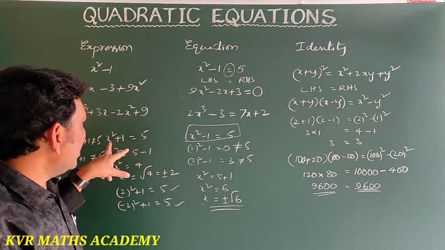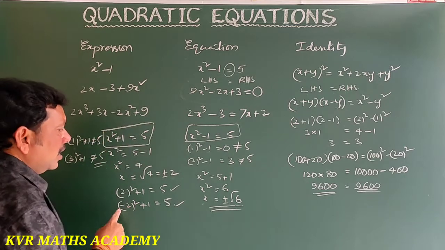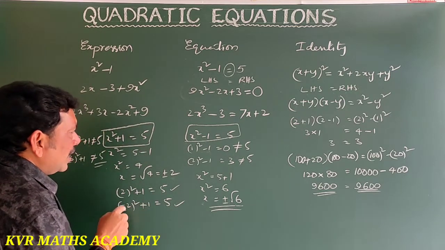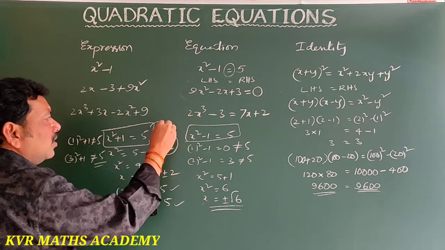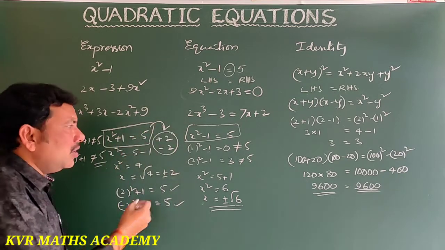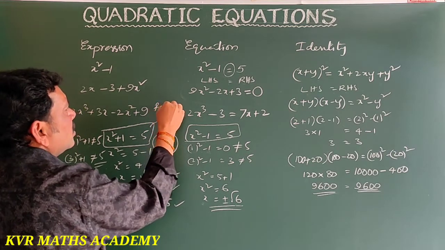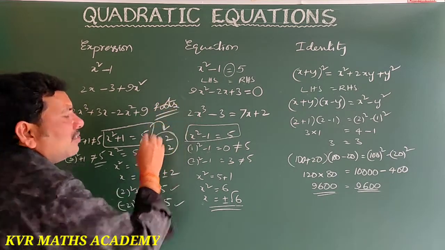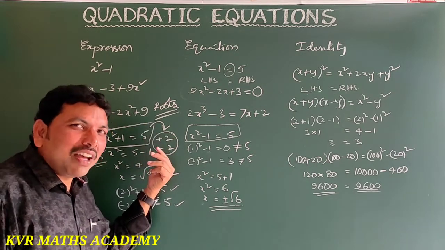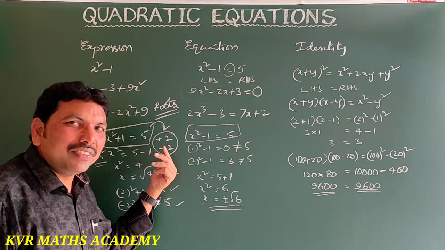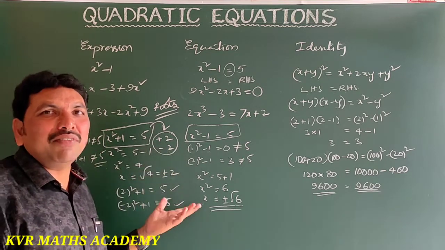Here, in the place of x square plus 1 is equal to 5, in this equation, if you substitute plus 2 and minus 2, this satisfies the equation, no? So then plus 2 and minus 2 are called roots of the given equation. Understood clearly? So the remaining all are not the roots of the given equation.